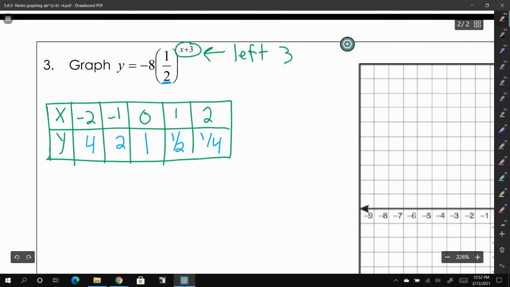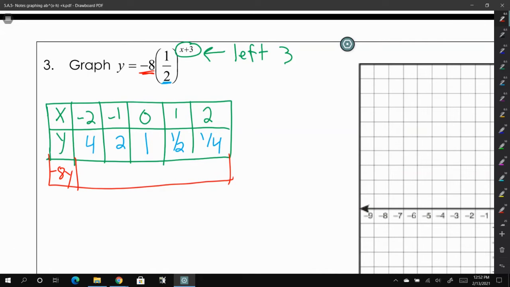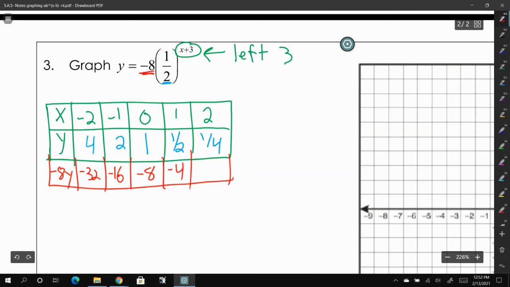So then we'll get our third row here, and we're going to multiply everything by -8. So 4 times -8 is -32. 2 times -8 is -16. 1 times -8 is -8. 1/2 times -8 is -4. And 1/4 times -8 is -2.